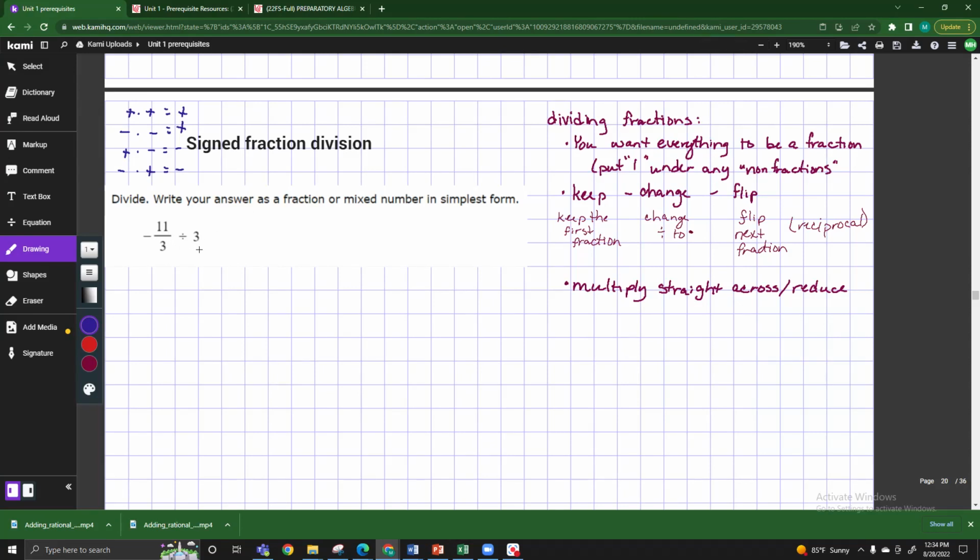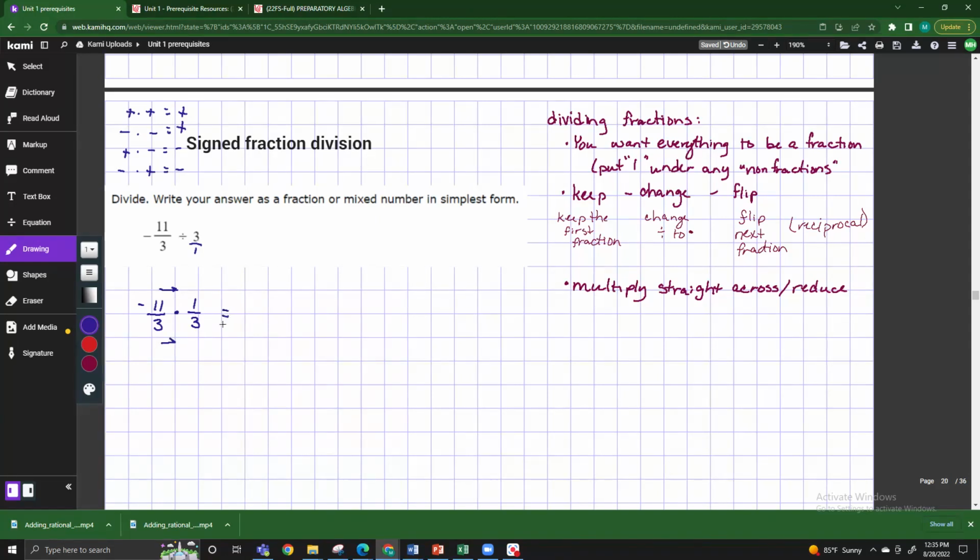Now, when we're dealing with fractions, you always want to keep things fractions. So make anything that's not a fraction into one. And then we keep the first fraction, so negative 11 over 3. Change to multiplying, flip or do the reciprocal of the last fraction. We're going to multiply straight across.